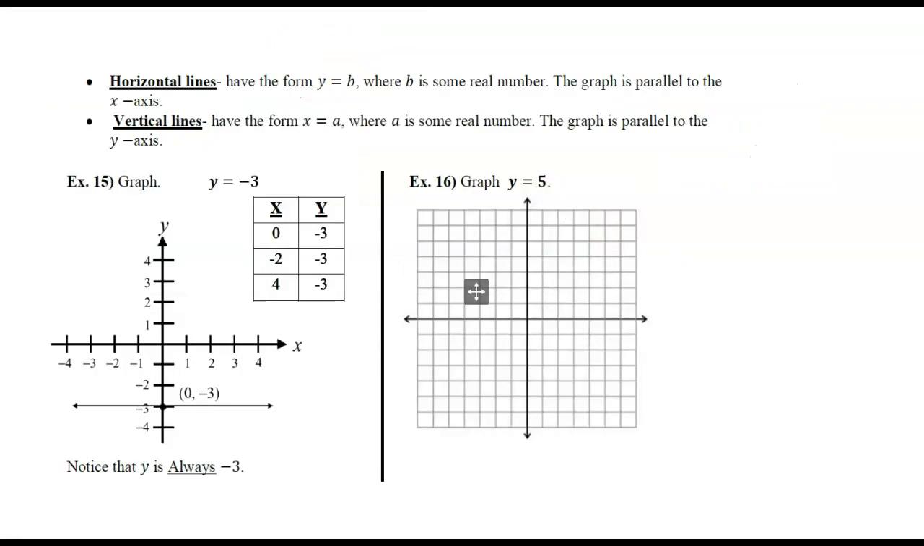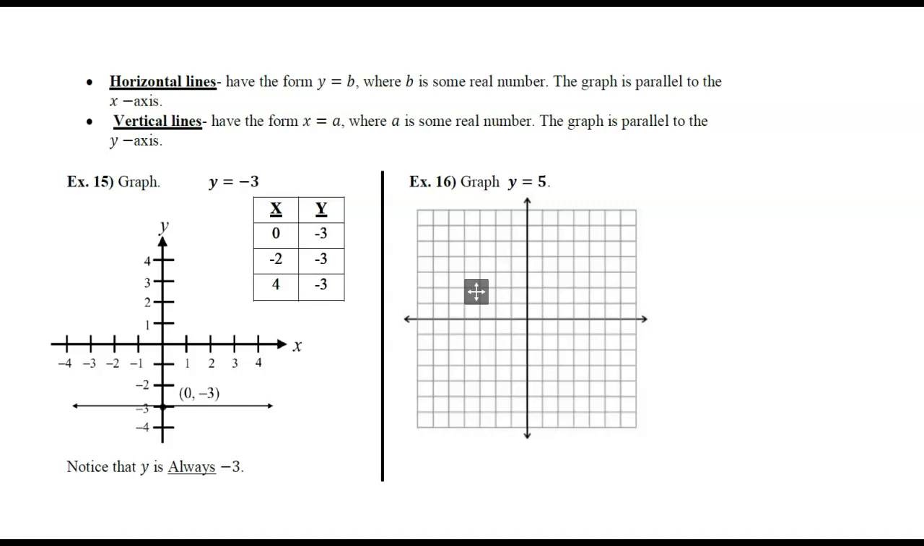Horizontal lines have the form y equals b, where b is some real number. It could be like y equals 2, but just any real number. The graph is parallel to the x-axis. So let's look at that. If we have a horizontal line, it's got to be parallel to the x-axis, which is right here. For example, we'll look at this one graphed, y equals -3. You can see it's parallel to the x-axis. So this is the line y equals -3.